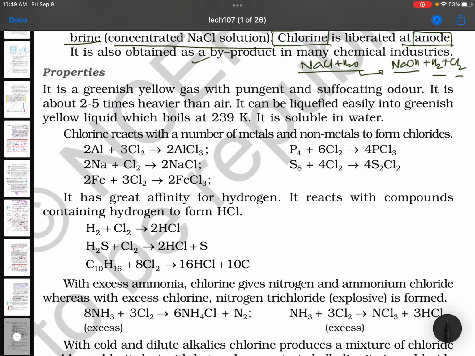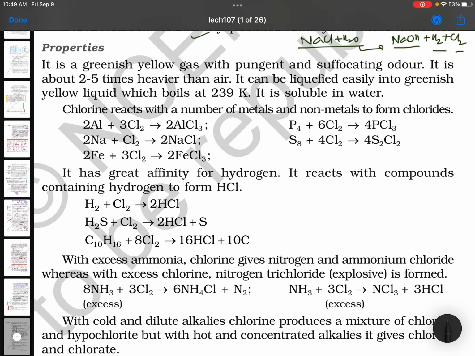Coming to the properties. It's a greenish yellow gas with a pungent and suffocating odor. 2 to 5 times heavier than air. Why? Because air means nitrogen and oxygen, whose molecular mass you can take as 29. Cl2 means molecular mass is 71. Now this should not be 2 to 5, it should be 2.5 times. 2.5 times heavier than air. Second mistake in NCERT in this chapter.